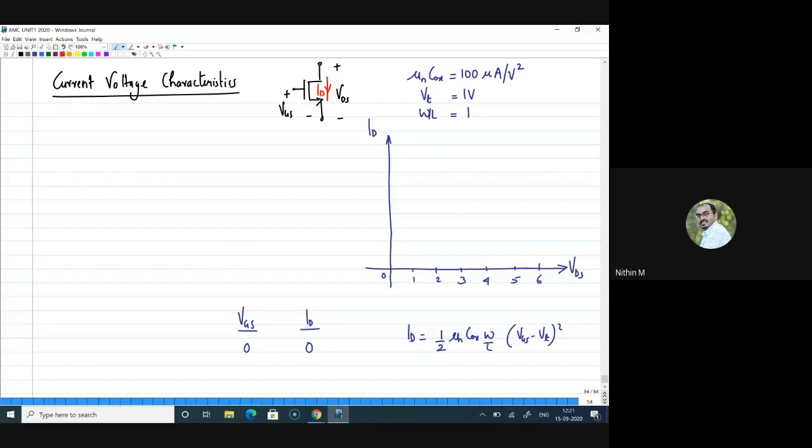Now if your current is 0, how will I mark that? Even if you vary VDS, current will remain as 0. That means it is exactly on the x-axis. Right, that is for your VGS equal to 0 volt.